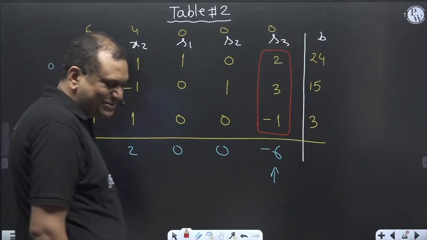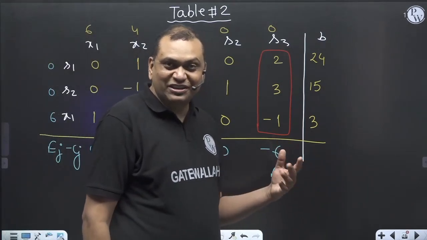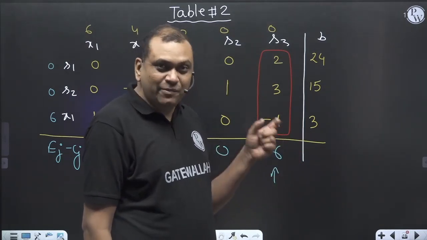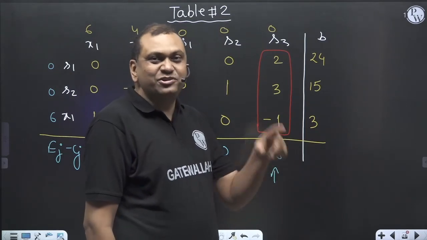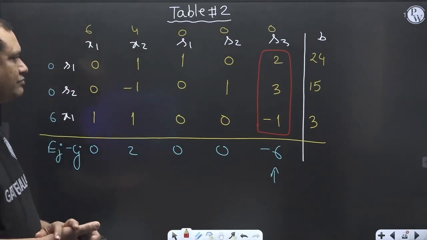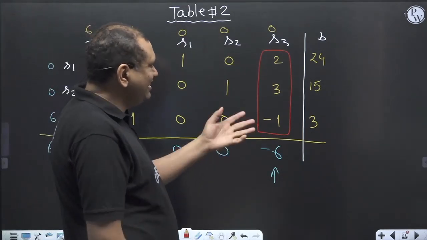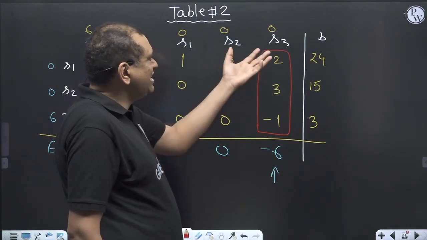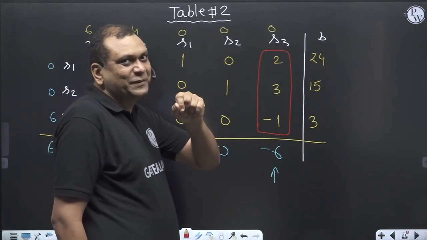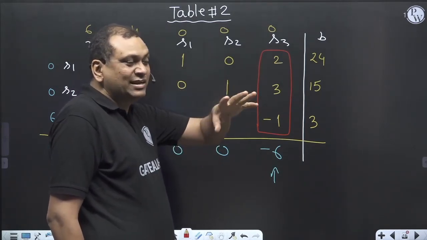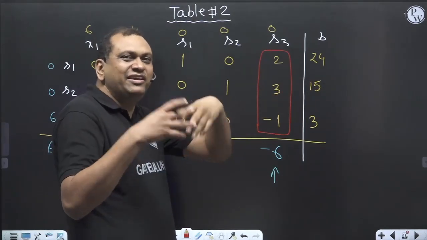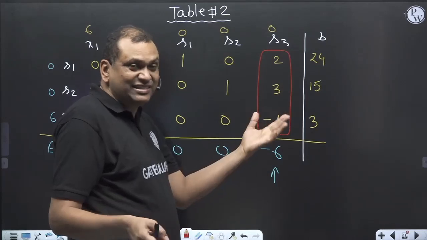Some students say, sir, these slack and surplus variables, we cannot take a decision on them. No, it is not correct. Slack or surplus variables may also interchange, keep going and coming, and leave the basis. So it's a correct decision. Here I want to teach you 2-3 very important things with the help of this question.